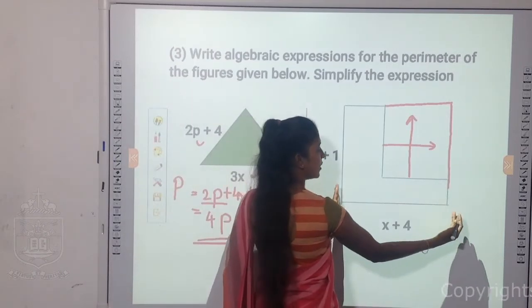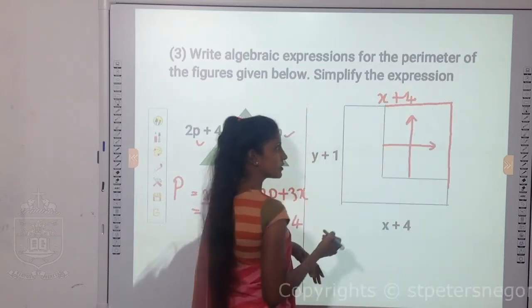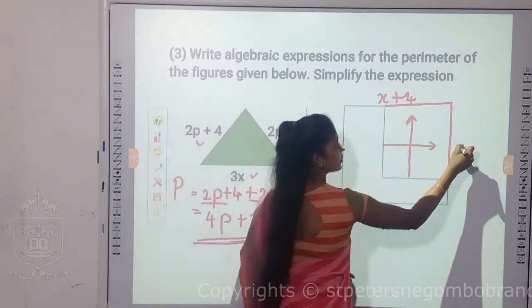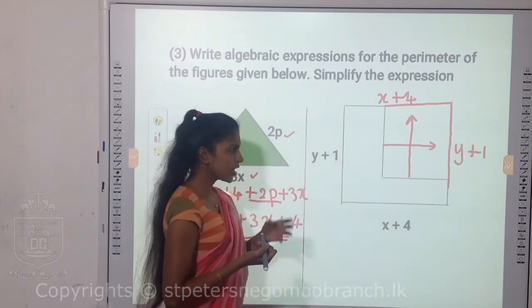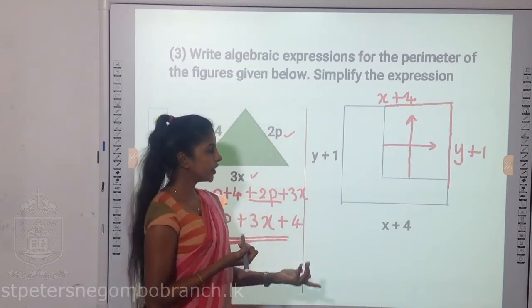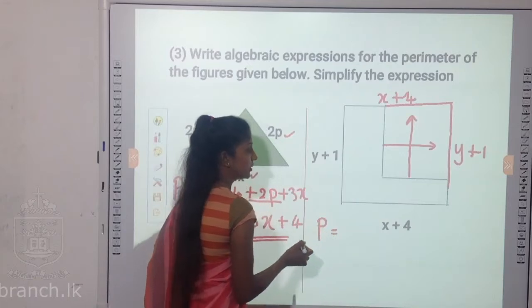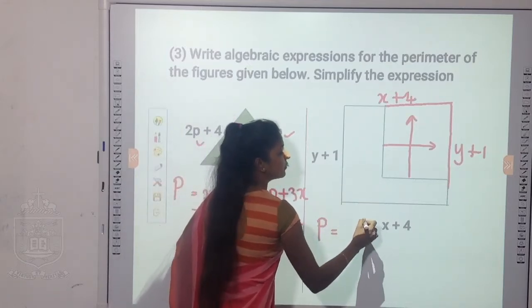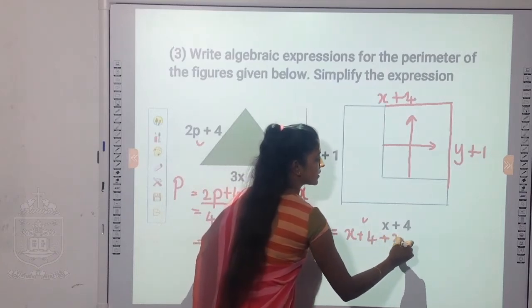So if this side is x plus 4, you know the side opposite to that will also have x plus 4. If this is y plus 1, this side also will become y plus 1. Otherwise, if it is in the previous manner, it's difficult for us to find the perimeter. Now it is easy. You can find the perimeter by adding all four sides. Starting from one side, x plus 4. There's another x plus 4. So let's add.